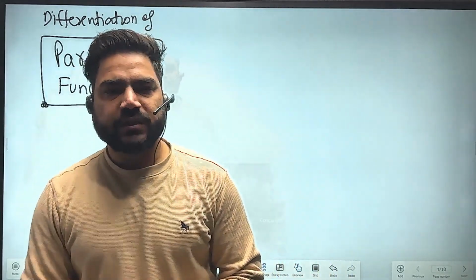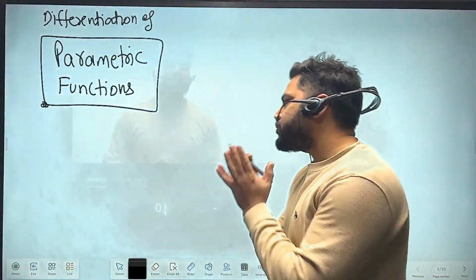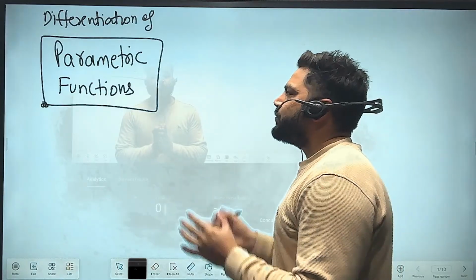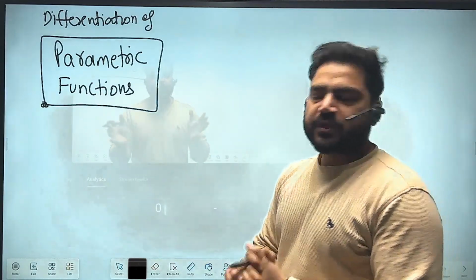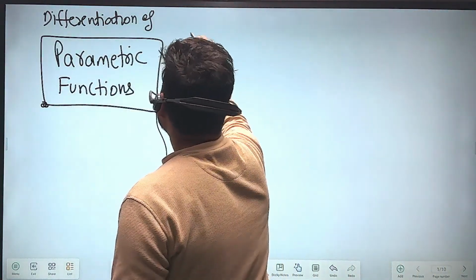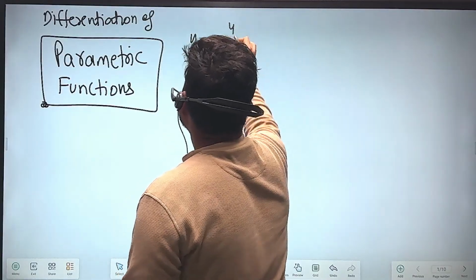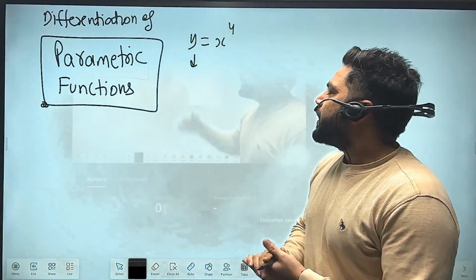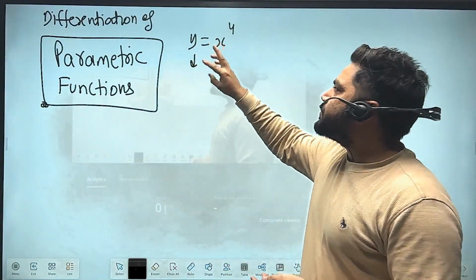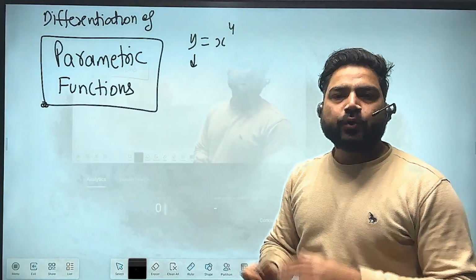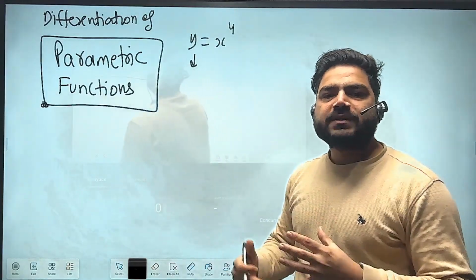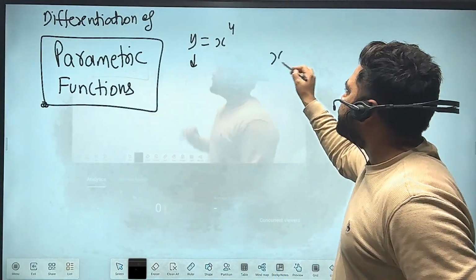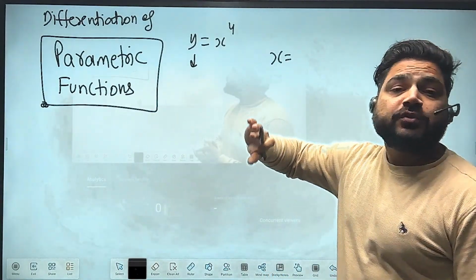So without wasting any time, let's go straight to the topic. Our topic is derivative of parametric functions. So basically, what are parametric functions? Usually we have seen functions like this, and we have done their differentiation. But in normal functions, y and x are both related, both dependent on each other. But in parametric functions, x is given in terms of a parameter.